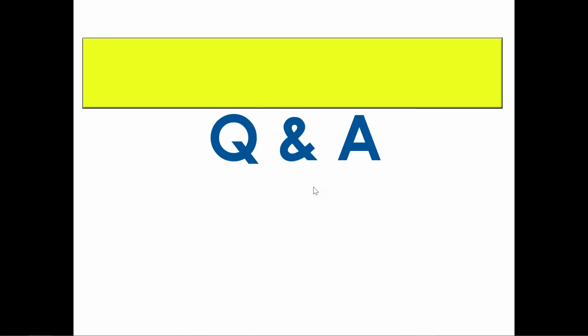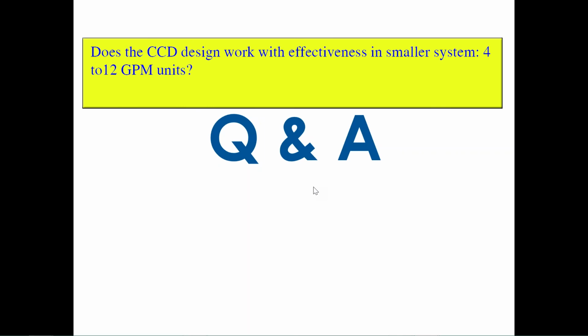Okay, I'm going to take 2 more questions, and we're getting to the end of the hour here. So, does a CCD design work with effectiveness on smaller systems, 4 to 12 gallon per minute units? It definitely does. There's some loss of economy of scale in getting into small units because our systems all have control panels to drive the pump variable frequency drives and drive the automated valves. So a lot of times we're not as cost efficient on small systems, but we do have, for example, pilot systems that operate at 10 gallons per minute permeate output.